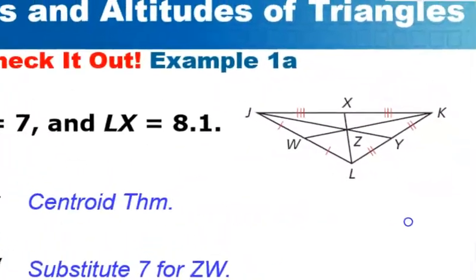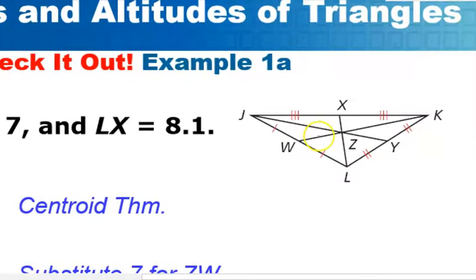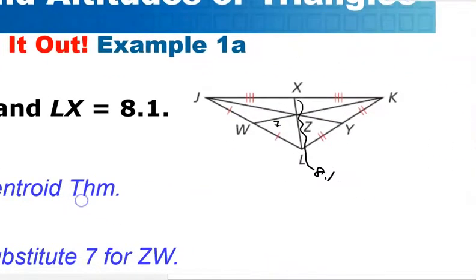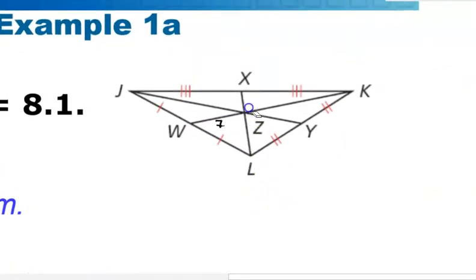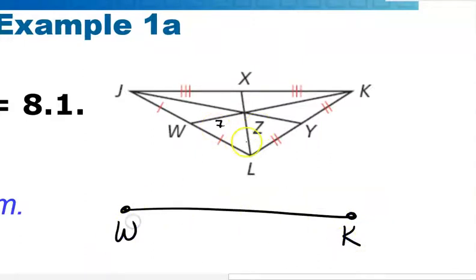Okay, let's look at this one. ZW is 7, let's label. LX, this whole thing, is 8.1, and we're trying to find KW. Okay, so KW, I don't need this, I just need that 7 there then. Okay, so we got KW, and Z appears to be here. W appears to be the smaller bit.